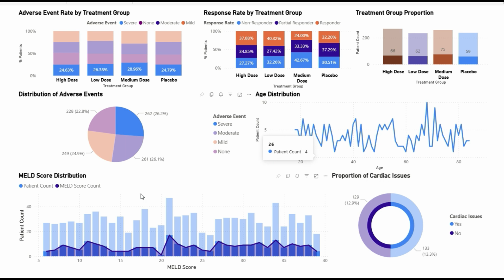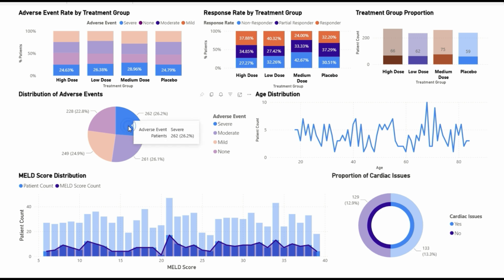The MELD score, or Model for End-Stage Liver Disease, is a standard metric that estimates the severity of liver dysfunction. Higher MELD scores generally indicate poorer liver function and higher risk of complications. Here, increased MELD scores among severe AE patients confirm more advanced liver disease in this group. We also observe a rise in cardiac issues, suggesting compounded risk. This demonstrates how severe safety events can correlate with reduced efficacy and increased comorbidity, informing risk mitigation strategies during a trial.